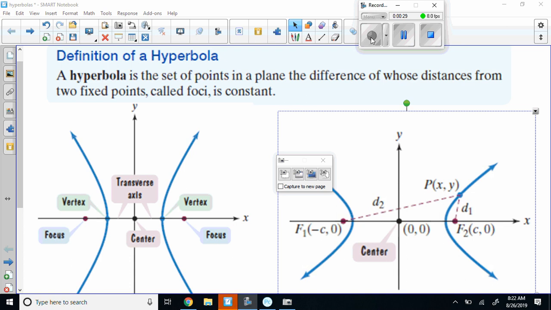If you remember from ellipses, it was the sum of them, right? It was constant. On the hyperbola, it is the difference of them. Parabola would mean that the distances were the same, right? And then ellipses, well, we did ellipses, right? Circles would be a constant distance, right? All the way around from the center. So that's how these things are formed.